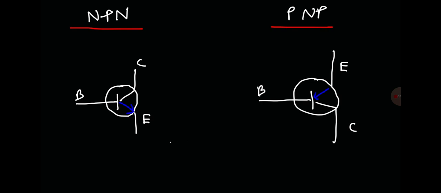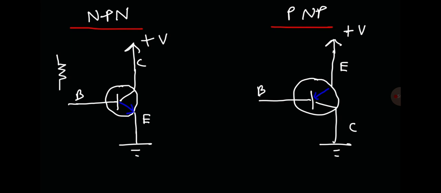Now for an NPN transistor, the emitter is usually connected to the ground. For a PNP transistor, the collector is typically connected to the ground. The emitter of the PNP transistor typically goes to the positive voltage source, and the collector of the NPN transistor goes towards the positive voltage source. Now the base of an NPN transistor also goes to the positive voltage source. But for a PNP transistor, the base goes towards the ground.